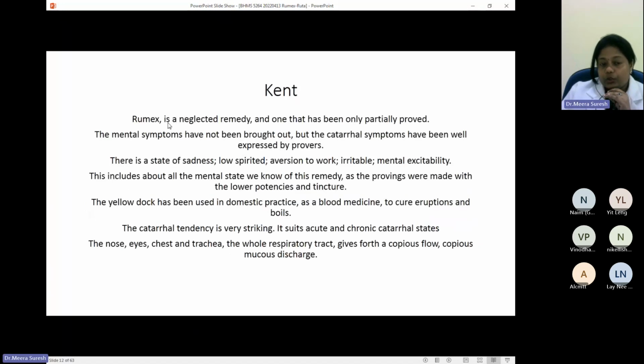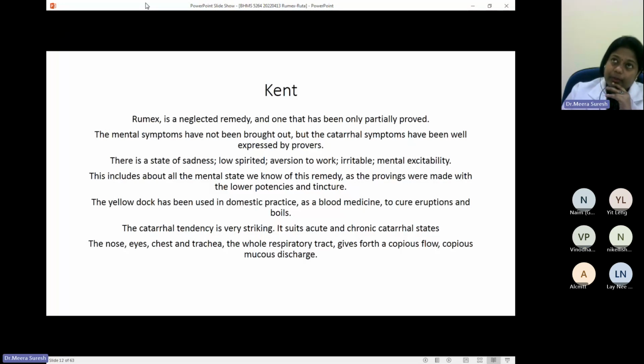From Kent, Rumex is a neglected remedy. True, it is. We rarely prescribe it, maybe because of other remedies, phosphorus being one of the most indicated for aggravation from cold, even Calcarea. So yes, we prescribe Rumex very rarely. Has anyone prescribed Rumex? No one. Okay, it is very rare.